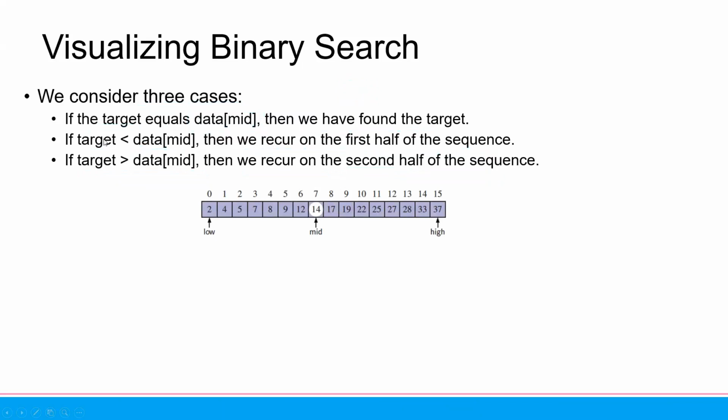Let's see this one. I want to find the target, maybe, yeah, I think the same, 22. I want to find 22. So first I need to define where is the low, where is the high, and where is the mid value. The target is 22.